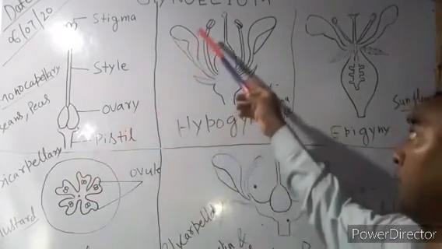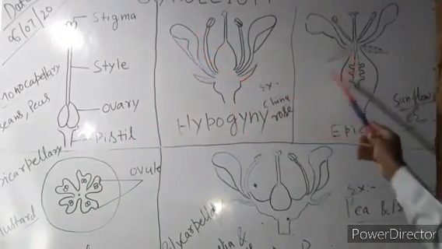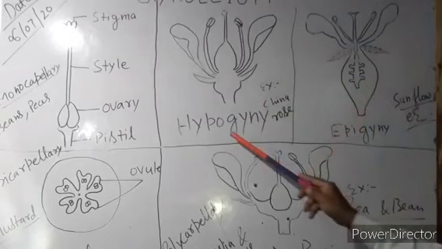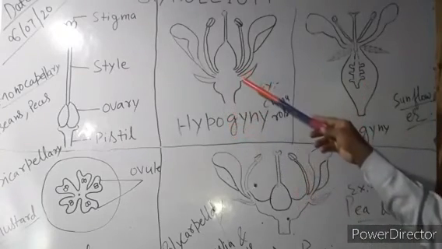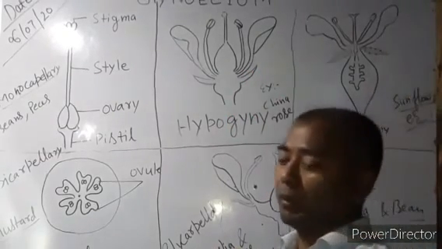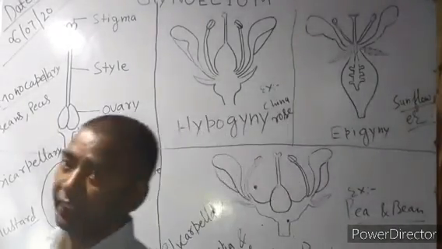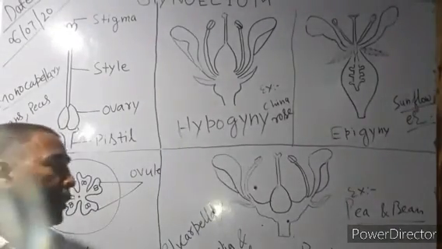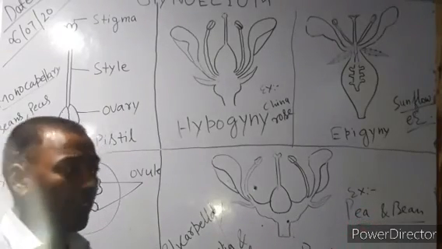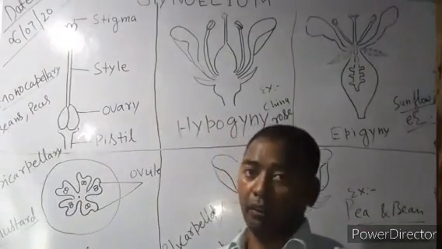Ahead of that, when talking about the position of the ovary, it has three types mainly: hypogyny, that is superior ovary; epigyny, that means inferior ovary; and perigyny, that means perigynous ovary, or intermediate ovary, which is found in pea and bean. Okay, so I have finished in this video whatever I wanted to tell you.